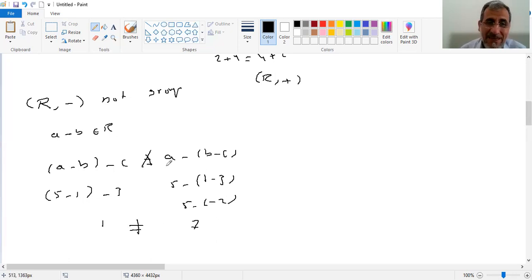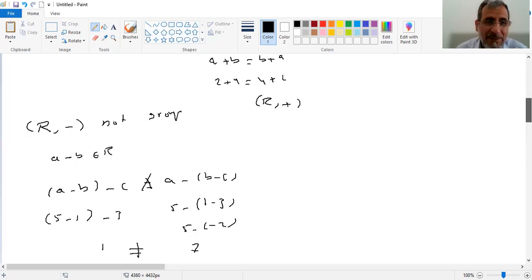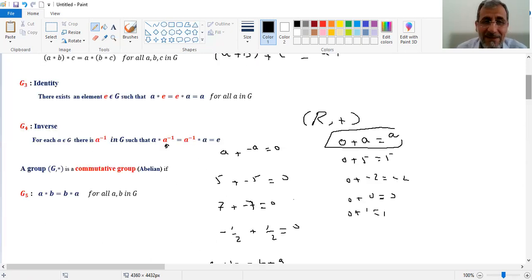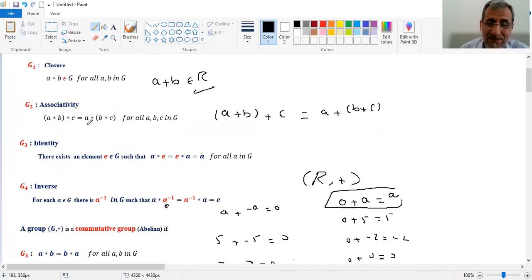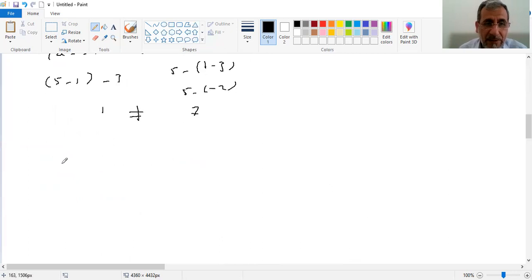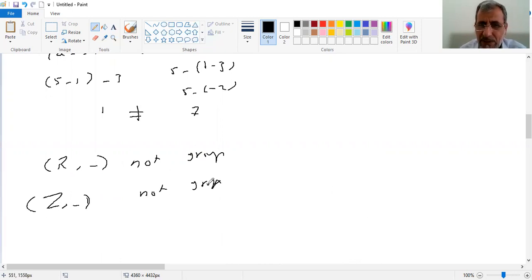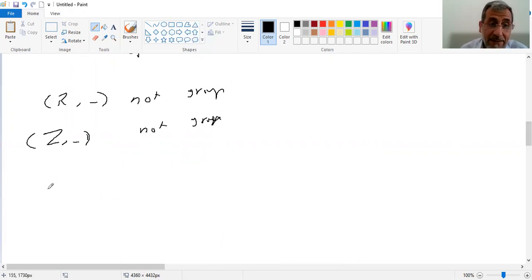So the second property, the associative property, is not satisfied. That means R with subtraction is not a group. The same, if I say the set of all integers with subtraction, the same, also not a group. The associative property is not satisfied. Okay, now the real numbers with multiplication.